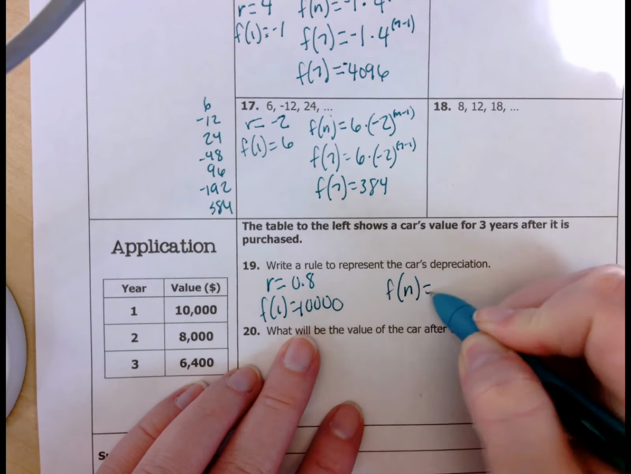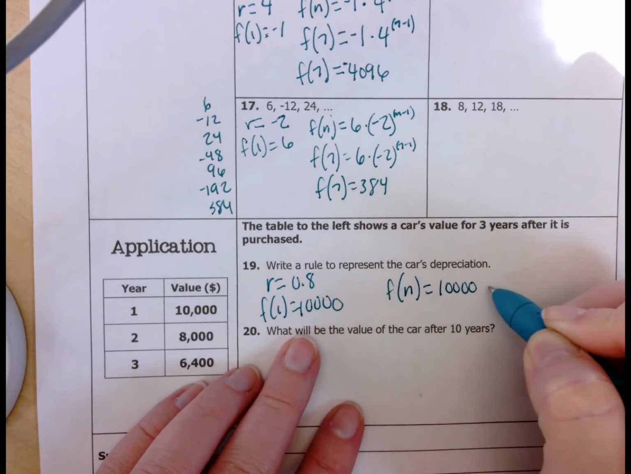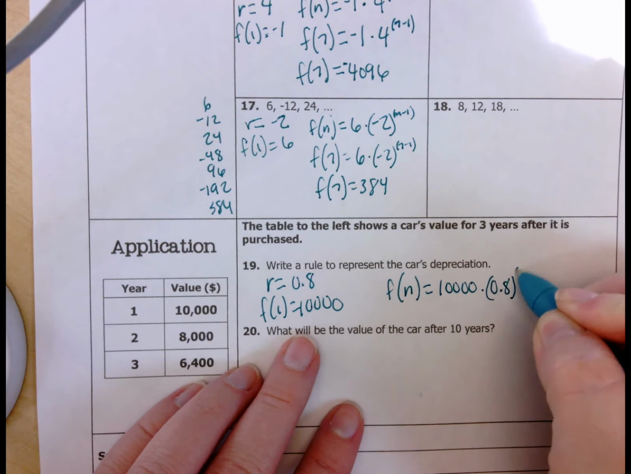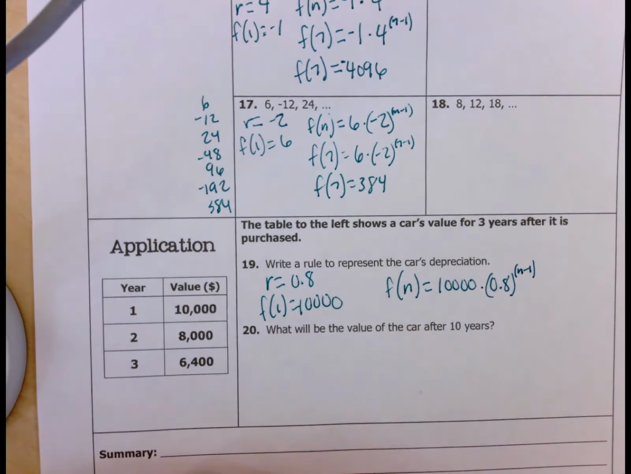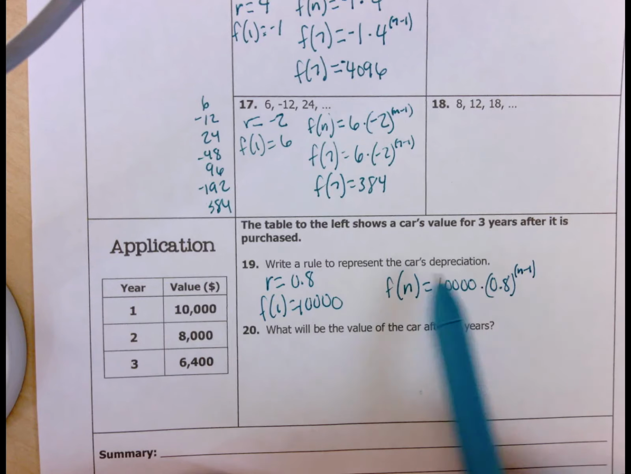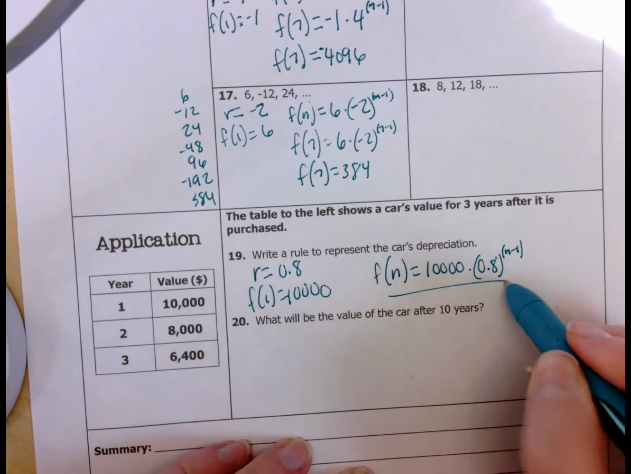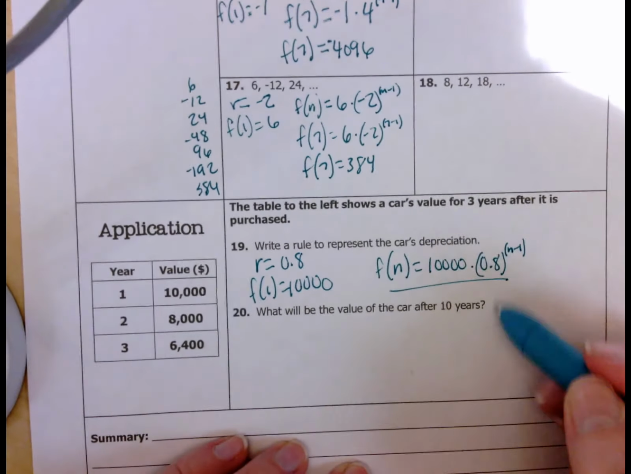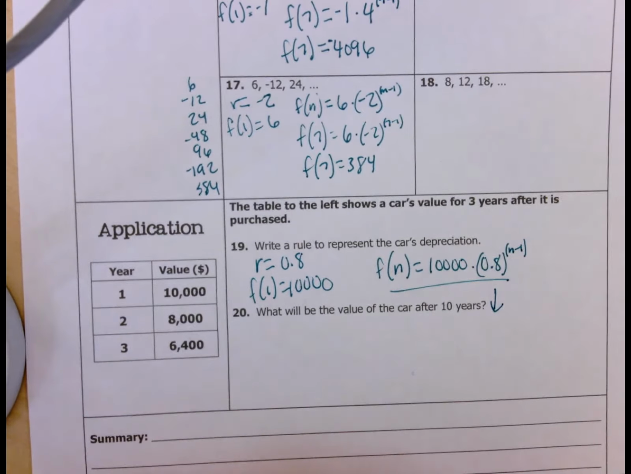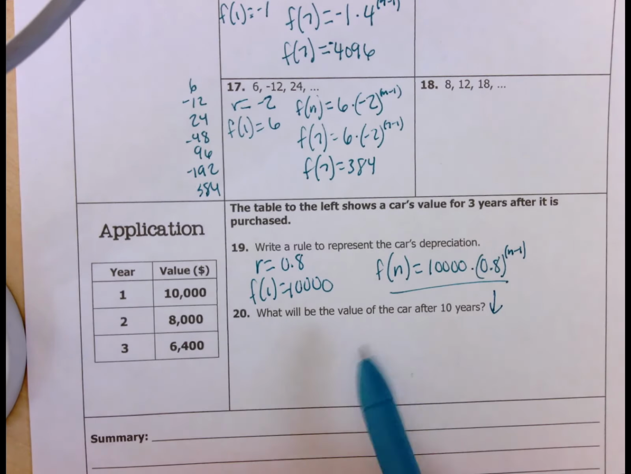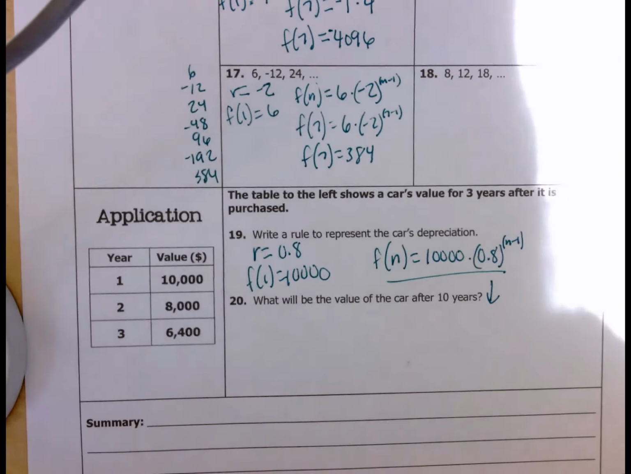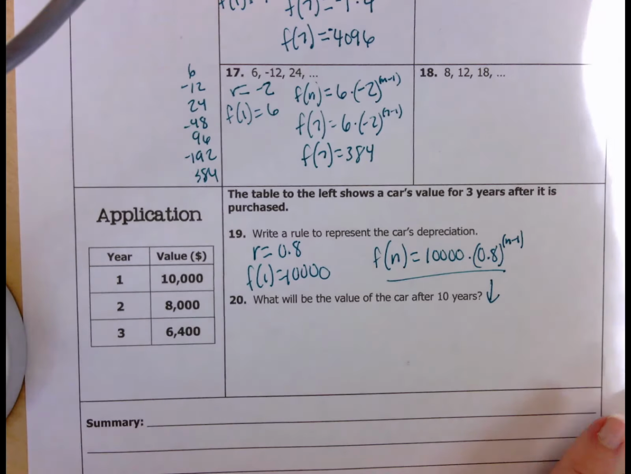So f of n is equal to the first term, 10,000, times the ratio, 0.8, raised to the power of n minus 1. So this right here is the rule that you're going to use to answer number 20. Okay, so you'll plug in the value and figure out how much the value of the car is after 10 years. All right, so just a couple more notes that we need to take, and then we will be finished.